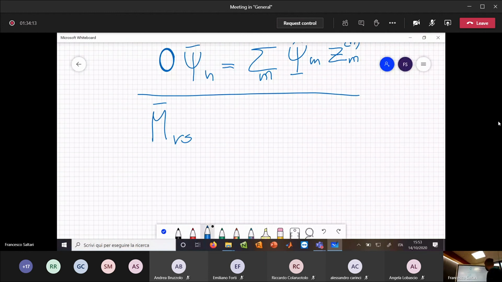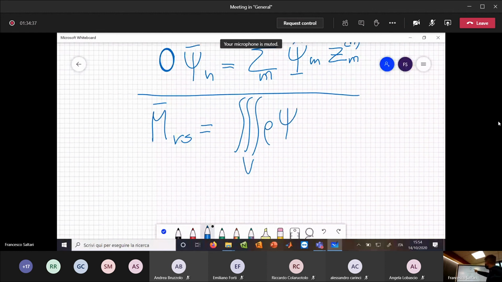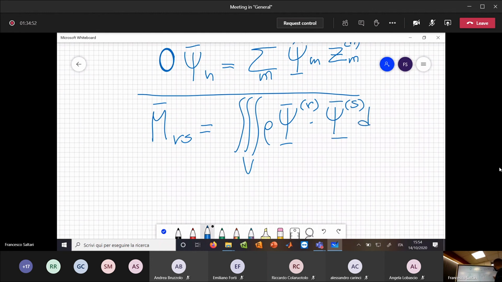So we would like to obtain the component RS of the modal mass matrix. We can obtain this component by means of the integral in the volume of the density by the mode shape CR scalar CS in the V.